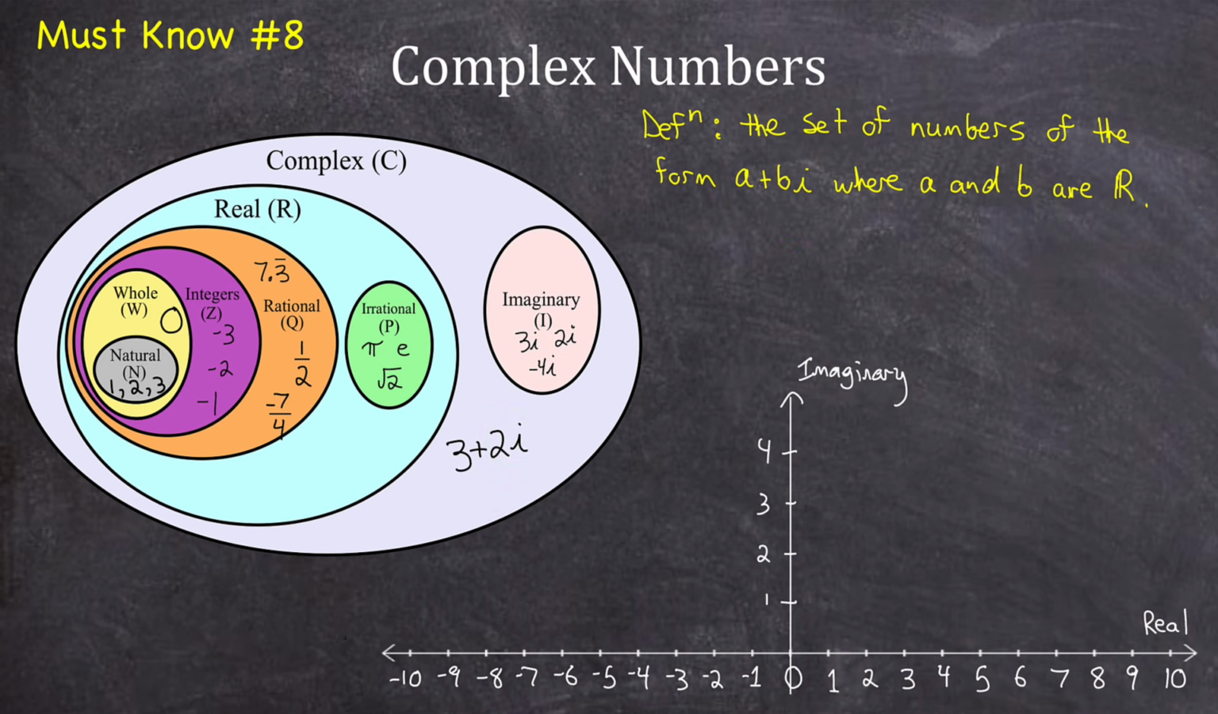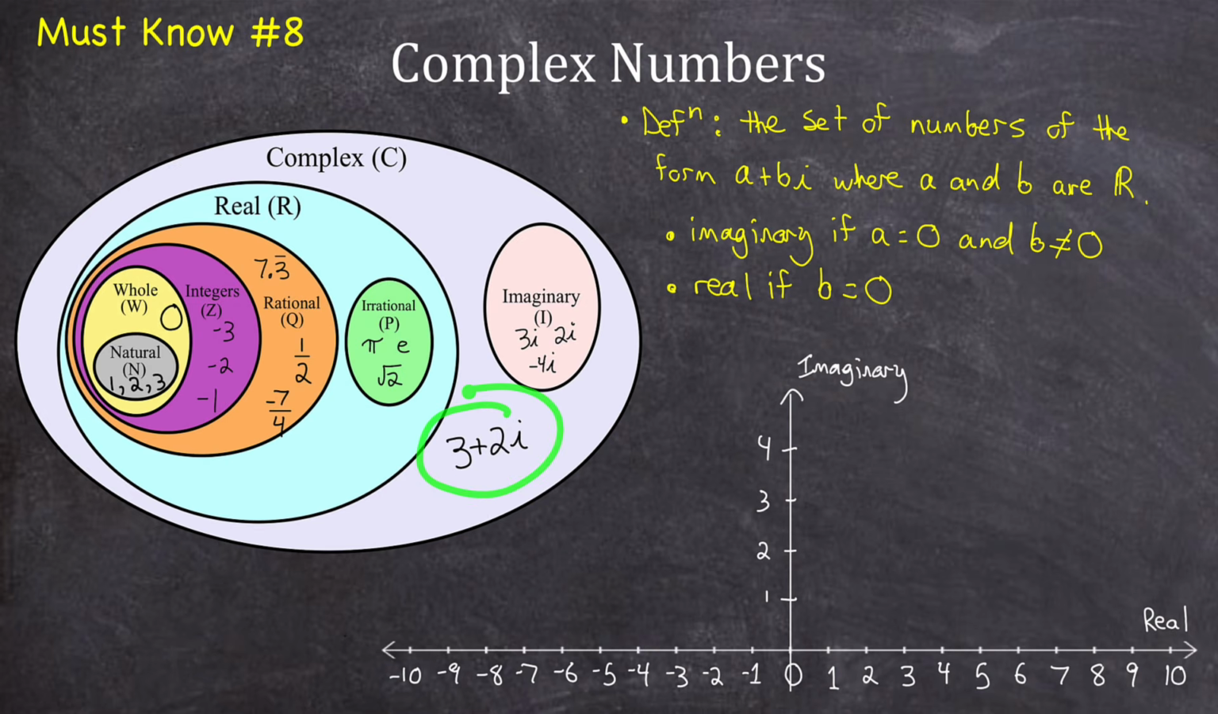But often complex numbers would fall into either the subset of imaginary values or real values. It would be an imaginary value if it didn't have a real component. So if the a value in a plus bi was 0, then it would just be an imaginary number. But if the imaginary component was gone, so if b was 0, the b times i component would be gone, and you'd be left just with the real value, a. So if b was 0, it would fall into this subset of real numbers. But if a and b are both non-zero, like this example I made up here, 3 plus 2i, it falls within the set of complex numbers, but outside the subsets of imaginary and real numbers.